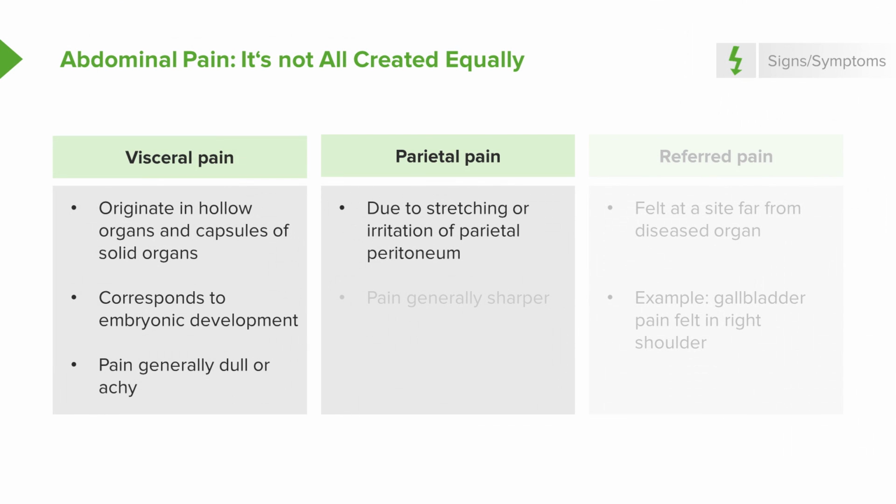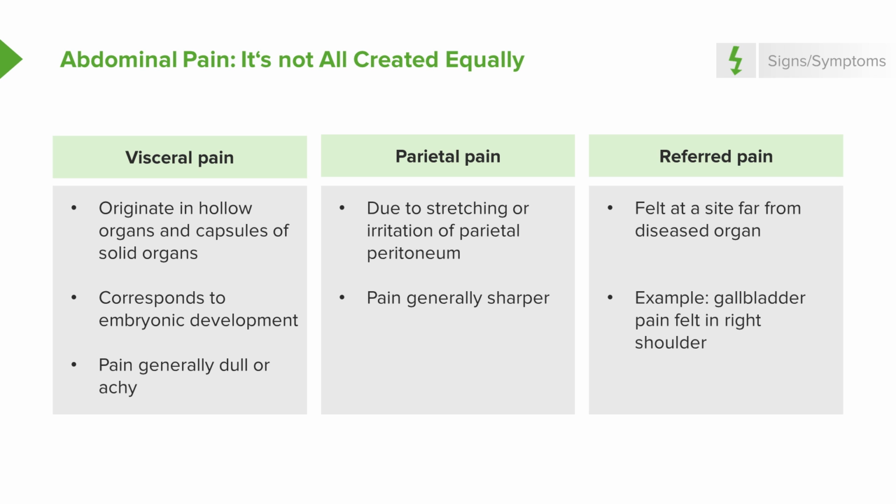Parietal pain is due to stretching or irritation of the parietal peritoneum. So that's the lining of the peritoneal cavity. This pain is generally sharper, so it's more like a sharp or stabbing kind of pain. Then referred pain is the last kind of pain. Referred pain is felt at a site far from the diseased organ. The classic thing that we think about when we think about referred pain is gallbladder pain felt in the right shoulder. So when someone has cholecystitis or potentially biliary colic, that pain may radiate to the right shoulder. So you want to make sure you're thinking about that.